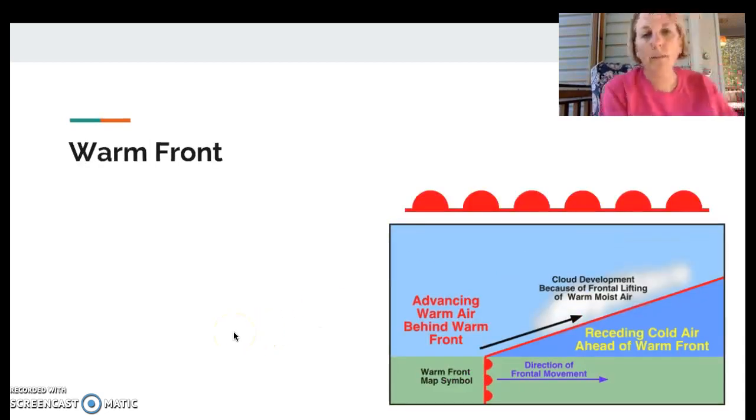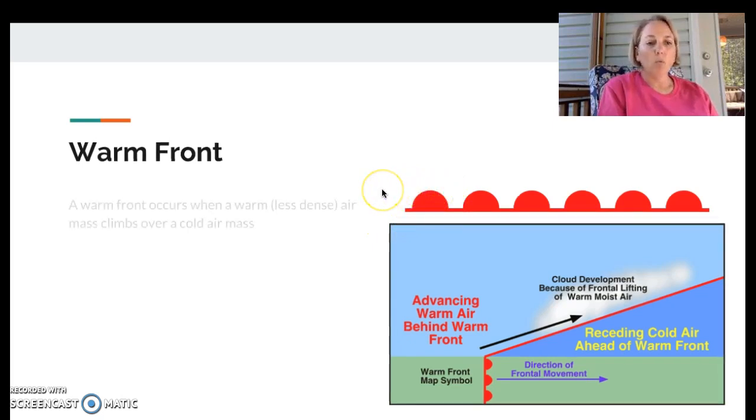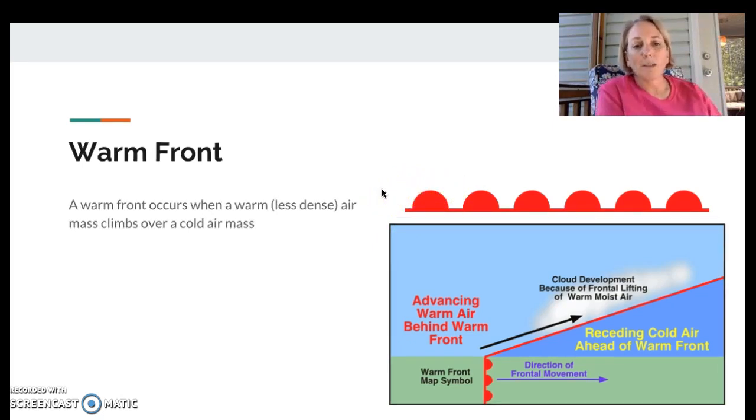A warm front, I've given you the symbol here. Notice a warm front is now these half circles. A warm front occurs when warm, less dense air climbs over cold air. So warm air is less dense because it's taking up more space than cold air, and what it does is it climbs over a cold air mass.